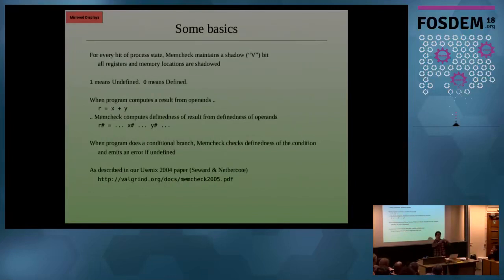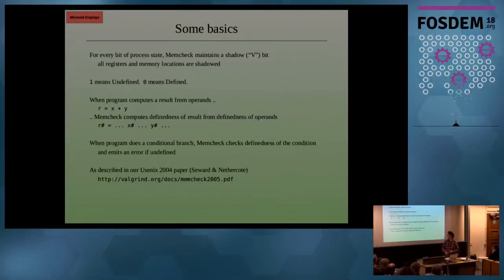What Memcheck does, to cut out all the intermediate stuff, is that for literally every bit of the state in your process, that's all the memory and all the registers, it has a second bit, a shadow bit, which follows it around everywhere and tells you whether that bit is defined or undefined. We use 1 to encode undefined and 0 to encode defined, which sounds perhaps not what you'd expect, but it makes the code generation more efficient.